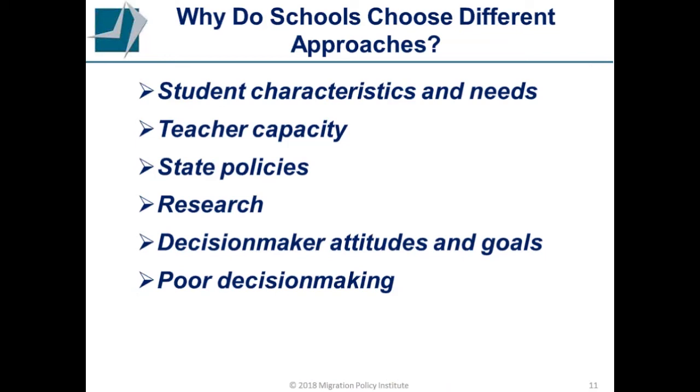And Lizette's going to give us an example of what that looks like in a few minutes. We'd also expect that research findings would influence what models are used, but that's sometimes affected by the next item on the list, which is decision-maker attitudes and goals. For example, despite the reams of evidence we have that dual language programs are effective for English learners' development of English skills and academic achievement, some educators believe that it's not appropriate to teach in any language other than English. And of course, there's cases where there's simply poor decision-making.